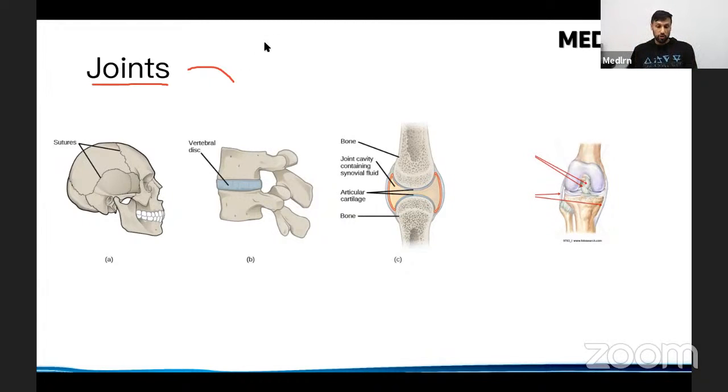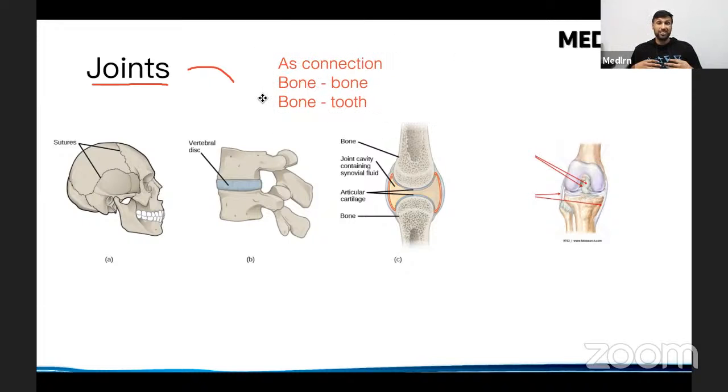So essentially, what are joints? Think of joints as a connection. And what are we connecting? In this case, because we're talking about the human body, we're talking about bone to bone, possibly, or maybe even bone to tooth. So essentially, think of it as a connection. That's all a joint is.